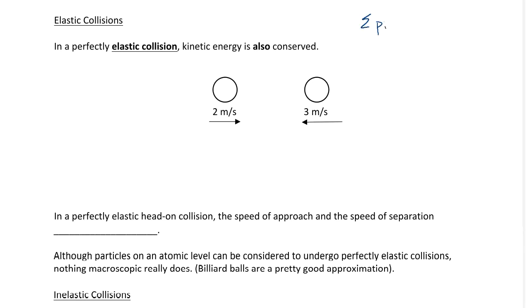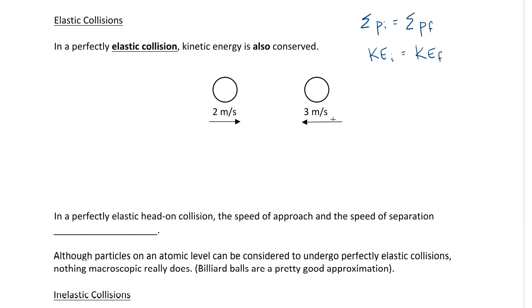So remember, this is our statement of the law of conservation of linear momentum. In an isolated system, the sum of all the initial momenta is equal to the sum of all the final momenta. In an elastic collision, kinetic energy is also conserved. So the initial kinetic energy is equal to the final kinetic energy. So for example, let's say we had a particle moving to the right at 2 meters per second and one moving to the left at 3 meters per second.